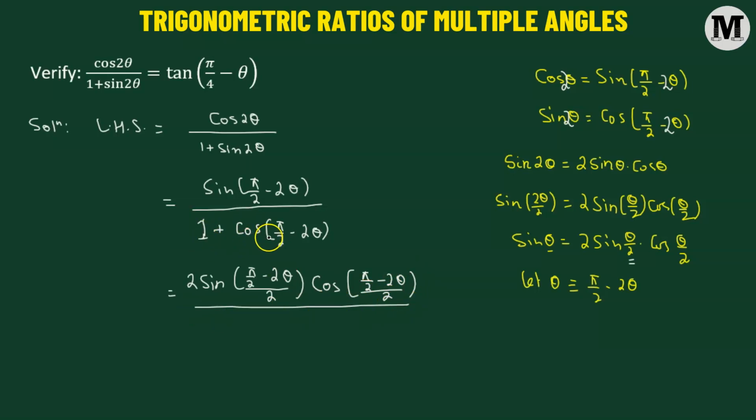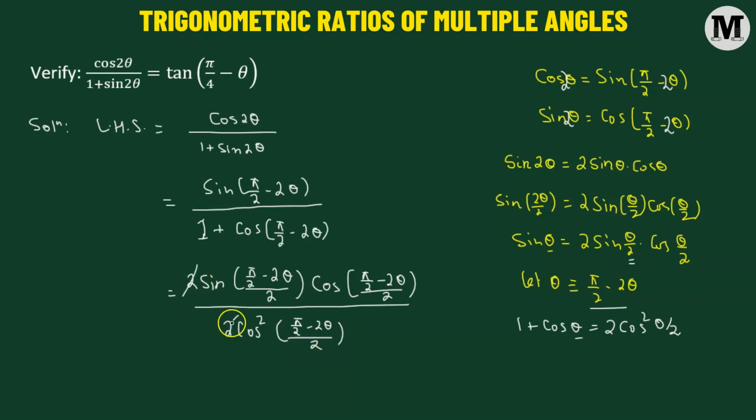Coming to the denominator, we want to get rid of this value 1. We want to convert this into a single term. So how shall we do that? We know that 1 plus cosine theta is equivalent to 2 times cosine squared theta over 2. However, we have to replace this value of theta with pi over 2 minus 2 theta. That means we will get 2 times cosine squared theta over 2, but in place of theta, we'll have to replace it with pi over 2 minus 2 theta, so we have divided by 2.